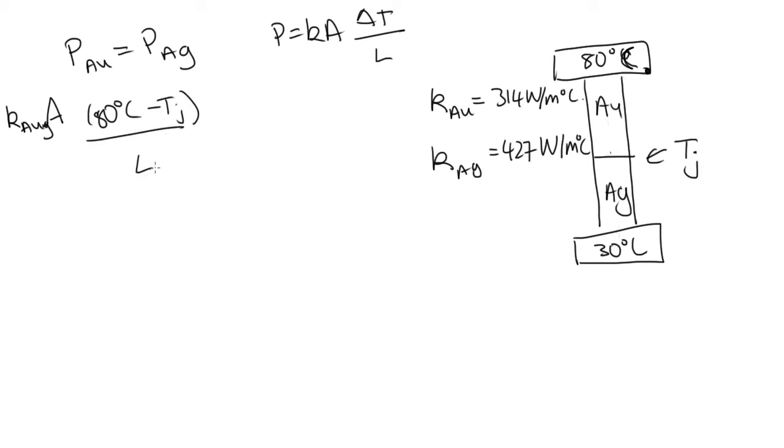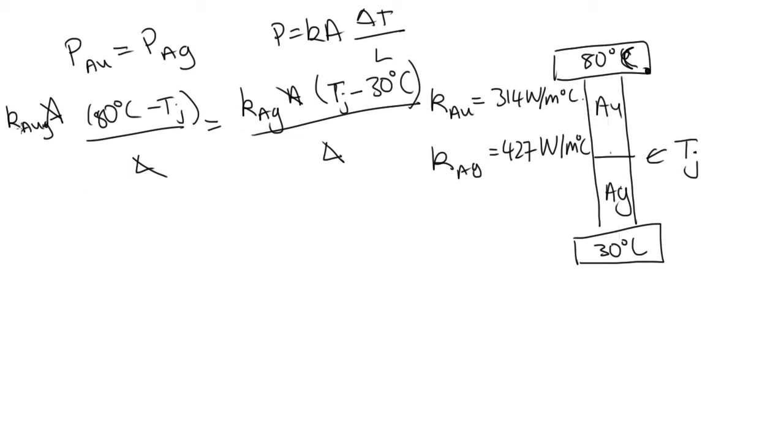And then over the length, and that's the same for the silver, k for silver times A. And now the hot end is at temperature Tj, the junction temperature, and the cold end's at 30 degrees C. And that is over L. So the L's and the A's will cancel out as they're common factors. So we can put all the Tj's onto the left-hand side and all the numbers on the right-hand side.